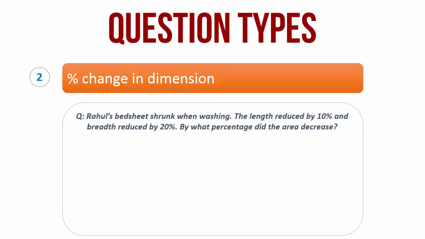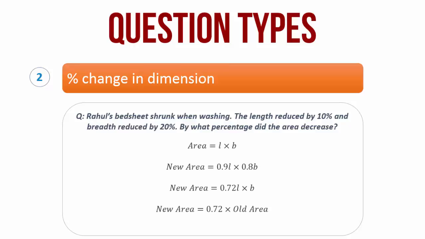The second question type, however, deals with something like a percentage change in dimension. For example, Rahul's bedsheet shrunk when he washed it. The length reduced by 10% and the breadth reduced by 20%. By what percentage did the area decrease? We know that area is length times breadth. So the new area now is 0.9 length multiplied by 0.8 into breadth, which is 0.72 length times breadth, which essentially means that the new area is 0.72 times the old area, which translates to a decrease of 28%.